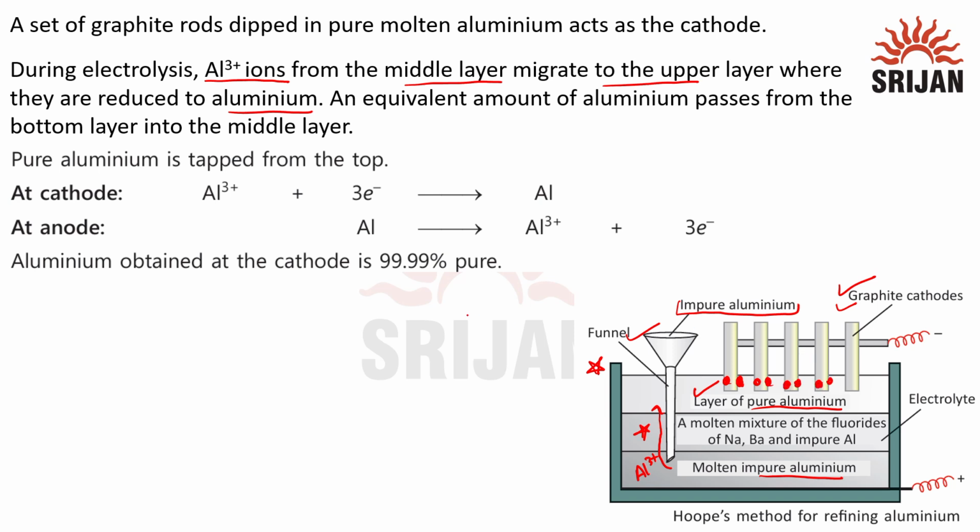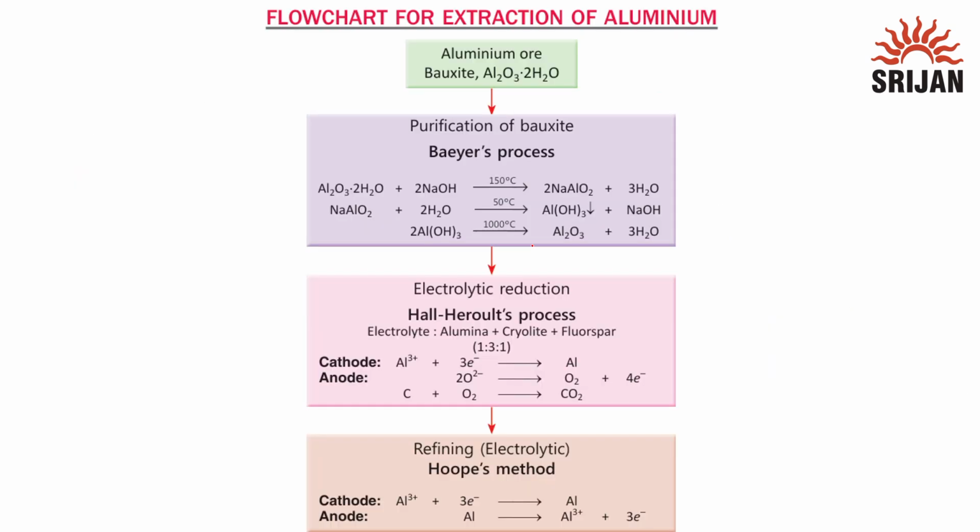Okay, and what will be the process? At the cathode, the aluminium gets converted into its metallic form from the ionic form. At the anode, the aluminium converts into the aluminium cation by losing 3 electrons. Now here, after this refining, the aluminium becomes 99.99% pure. Now here you can see the flow chart of extraction of aluminium.